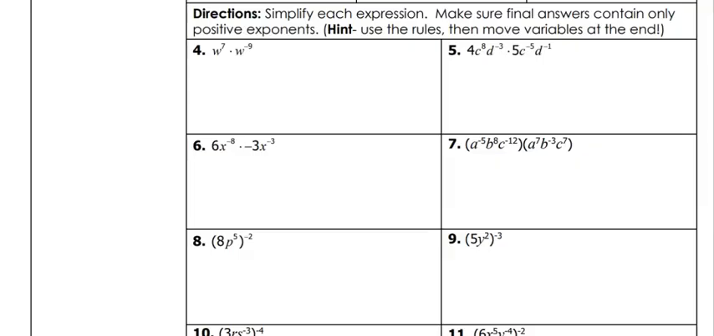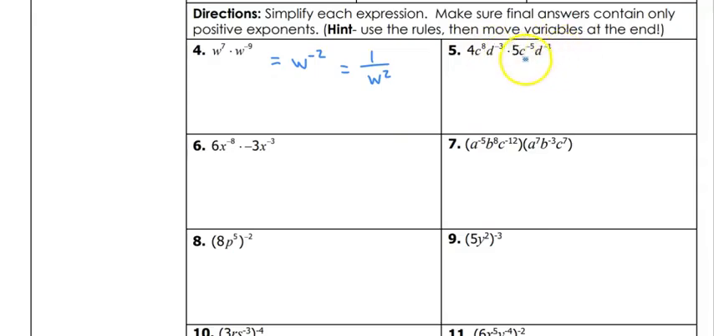All right, so w to the 7th times w to the -9. I'm multiplying, so I'm going to add those two exponents together. So 7 plus -9 gives me -2. And then I can't leave a negative exponent as my answer, so I'm going to write that as 1 over w squared.